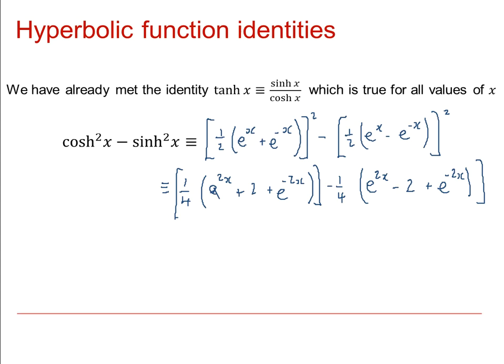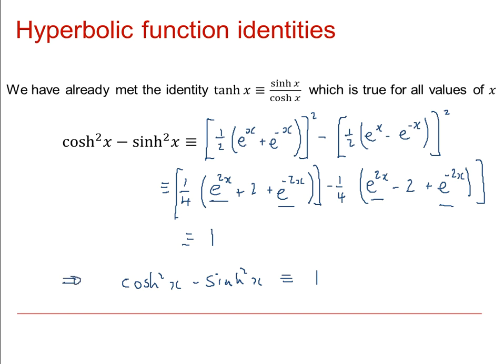And you can see there that we've got the exponential parts, which are going to cancel out from each bracket, because we've got e to the 2x and then minus e to the 2x, and e to the minus 2x and minus e to the minus 2x. So the exponentials would just disappear altogether. And then we've got plus 2 and minus negative 2, so a total of 4. So we've got 1/4 multiplied by 4, so this is equal to 1. So therefore we end up with the identity, which is cosh squared x minus sinh squared x is always 1.